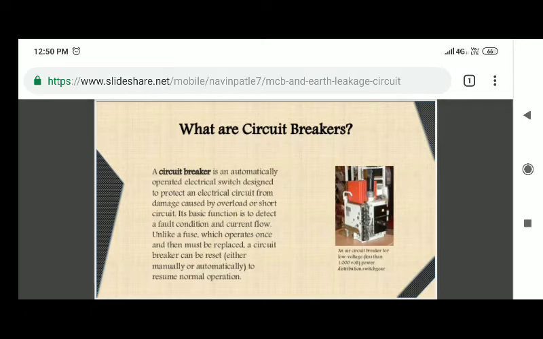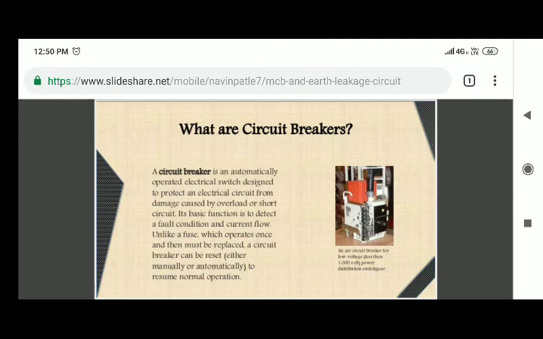A circuit breaker is an automatically operated electrical switch designed to protect an electrical circuit from damage caused by overload or short circuit. Its basic function is to detect the fault condition and interrupt current flow. Unlike a fuse, which operates once and then must be replaced, a circuit breaker can be reset manually or automatically to resume normal operation.